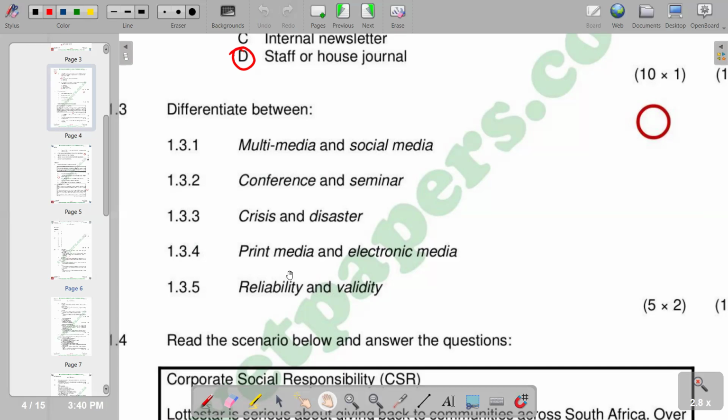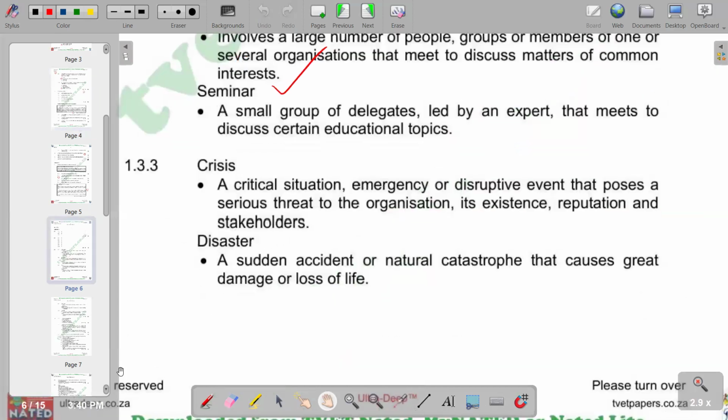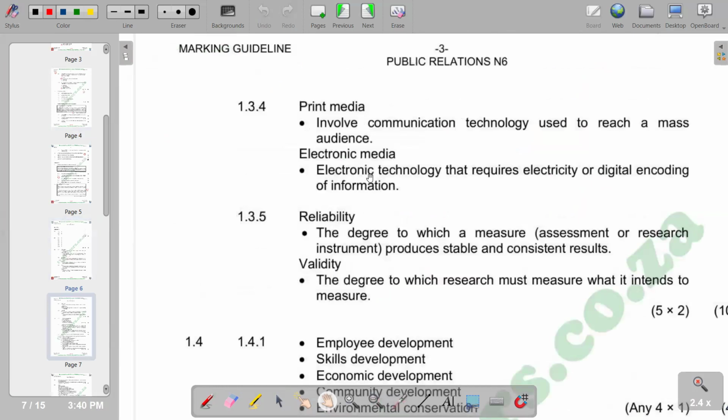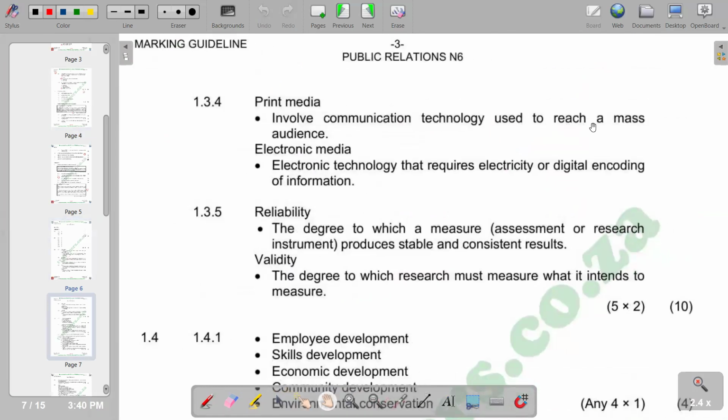So with that, we also have those explanations as pointed out in our answer section. Looking at print media on this part, it involves communication technology used to reach mass media. The electronic media is electronic technology that requires electricity or digital encoding of information.